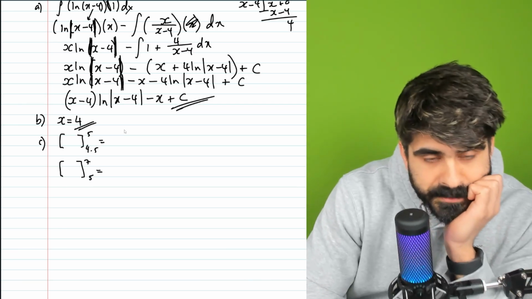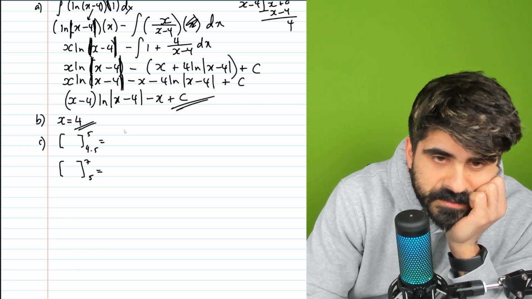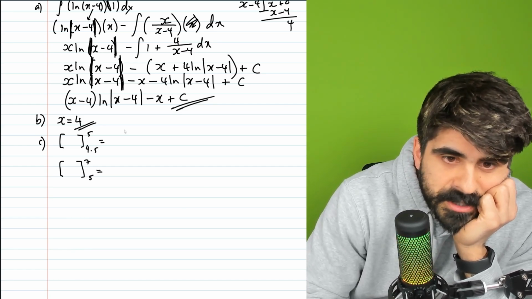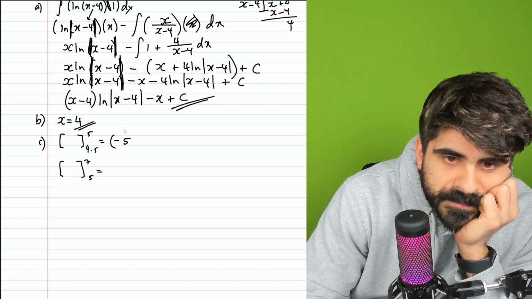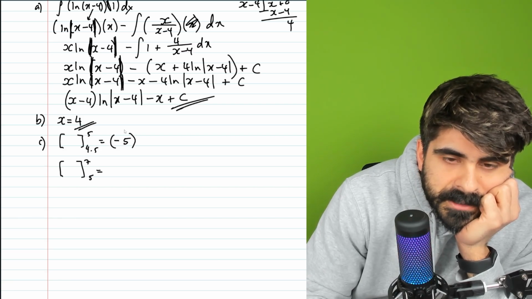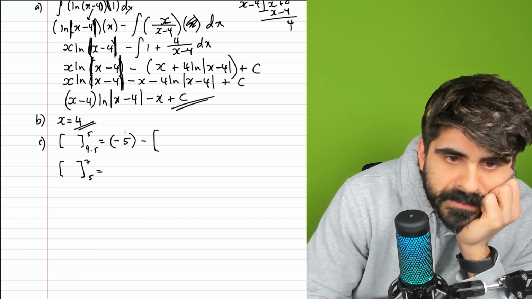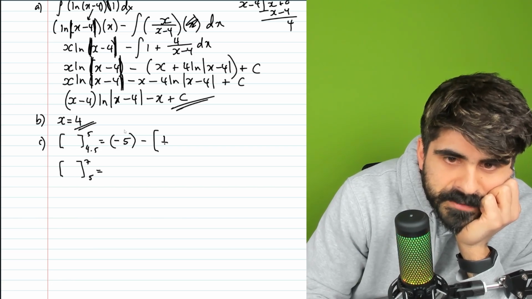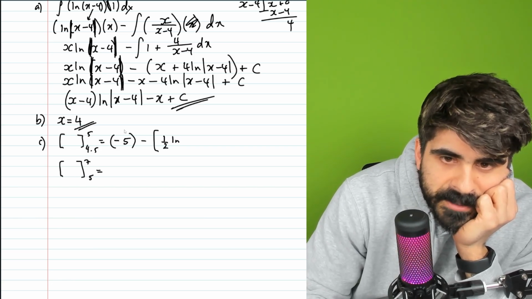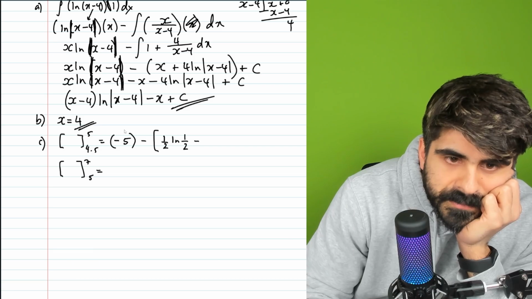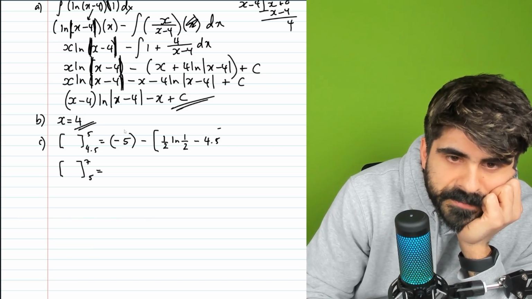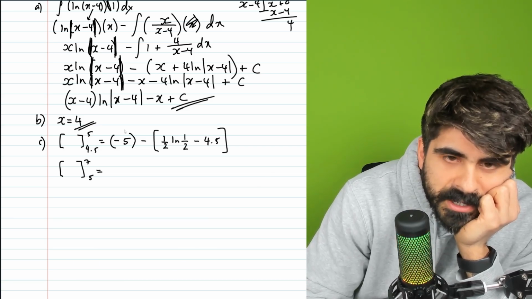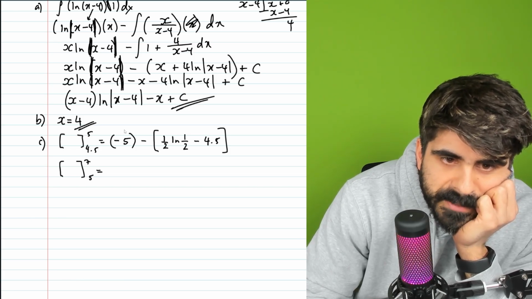Okay, so when I sub in 5 here, 5 minus 4 is 1, ln of 1 is just 0. So I just get minus 5. Minus, 4.5 minus 4 is a half, ln of a half, minus 4.5. Did I do that right? 5 minus 4 is 1, ln 1, yeah, 0. So minus 5, and then a half ln half minus 4.5, yeah.